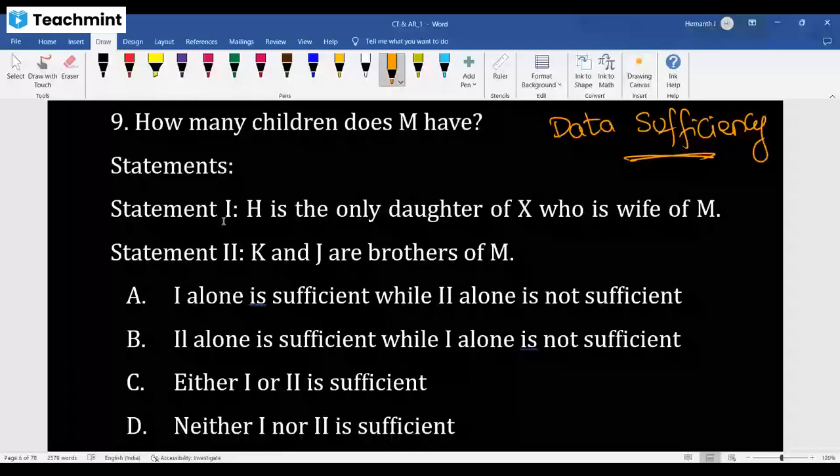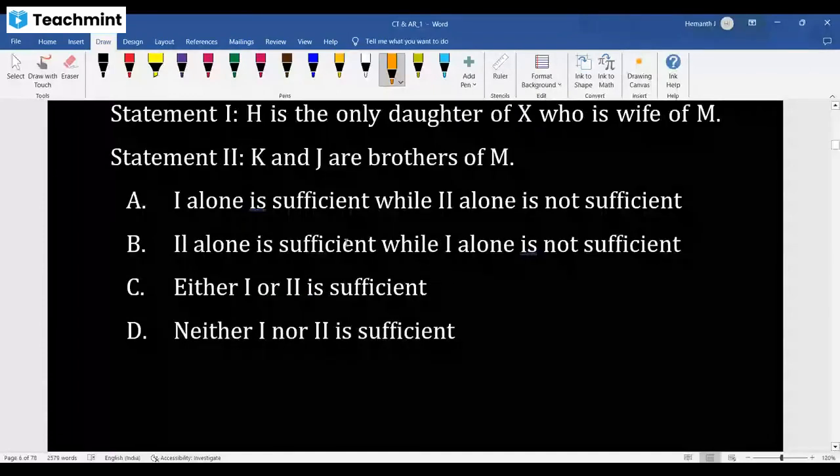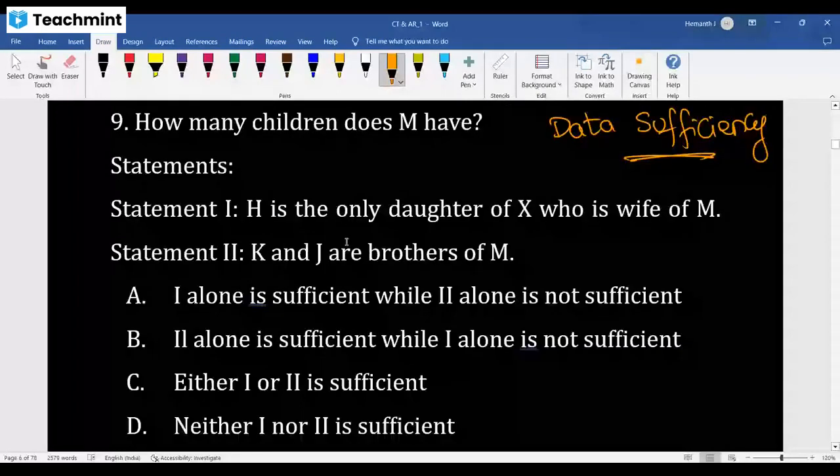Now here, how many children does M have? To answer that question, which statement is sufficient? Is statement 1 alone sufficient? Statement 2 alone sufficient? Or what? Together is not sufficient. You can see the options. In fact, together was not given as an option, which means only one alone is possible. So first try statement 1 alone.